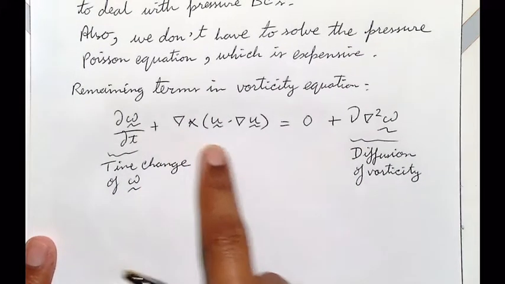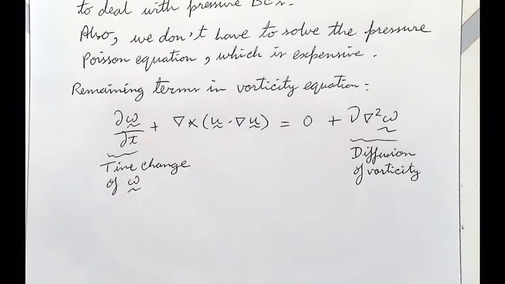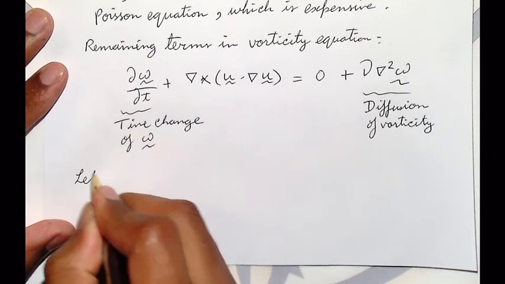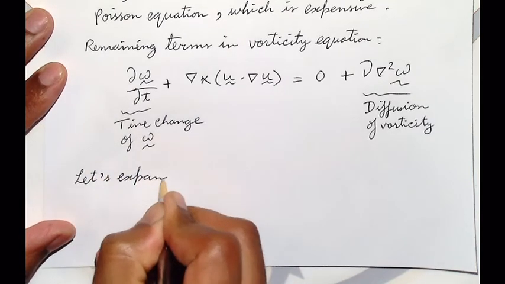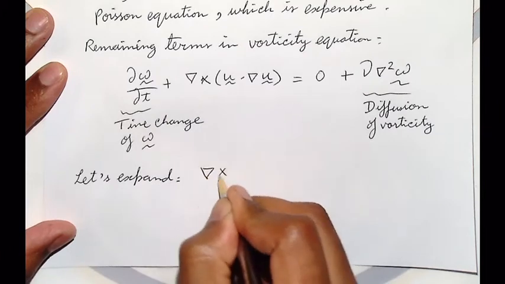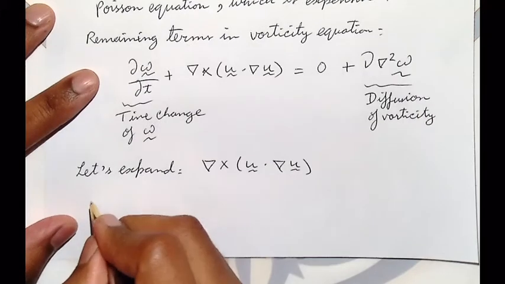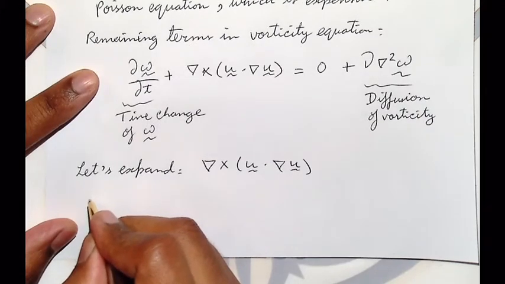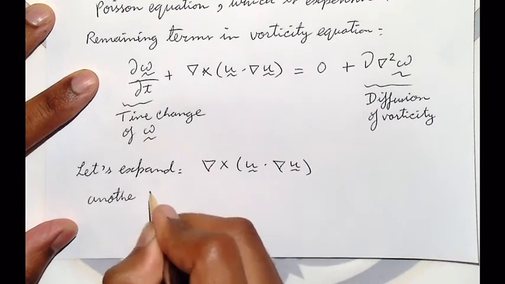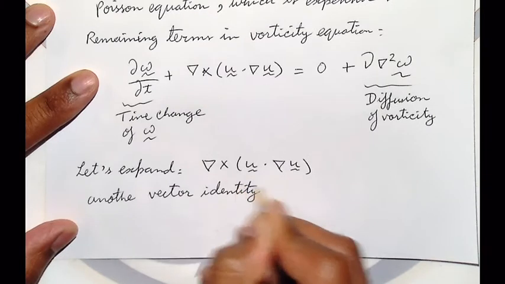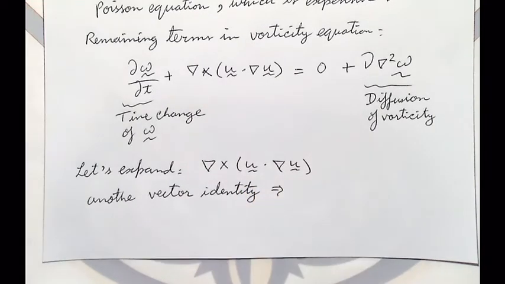Okay. And when we expand this term, we will get some additional terms. We will get, in the end, two extra terms. Okay. So let's do that. And for that, we will need to use more vector identities. So let's expand nabla cross u dot nabla u. Okay, and another vector identity is, I have to look this up.